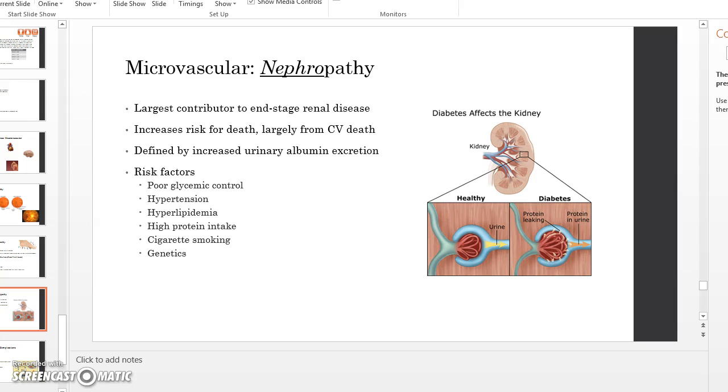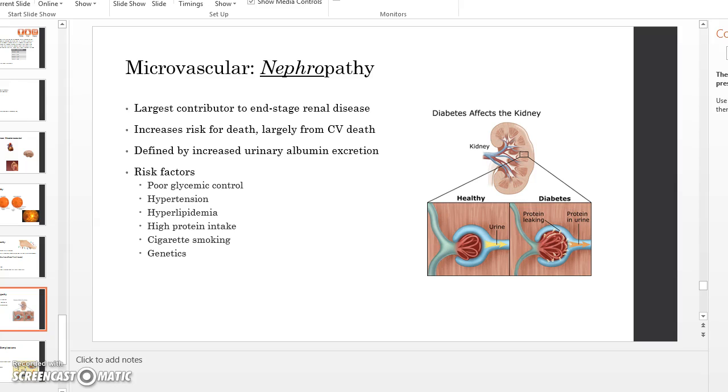Third and very important microvascular complication is nephropathy. It's the largest contributor to end-stage renal disease as a result of diabetes. Increased risk of death, and largely from cardiovascular death, as a result of kidney damage related to diabetes. Nephropathy is defined by urinary albumin excretion, which we will go into more detail on Friday, and talk about how we identify nephropathy and what our treatment options may be.